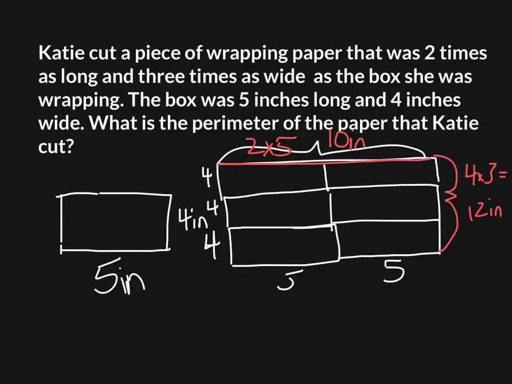And let's go back to our question. It says, what is the perimeter of the paper that Katie cut? So remember to solve for perimeter. Perimeter equals length plus width plus length plus width. So you tell me what is the perimeter, and do not forget to include your unit of measurement.